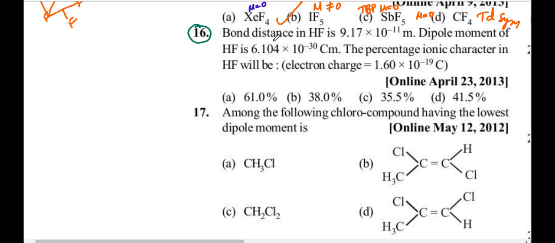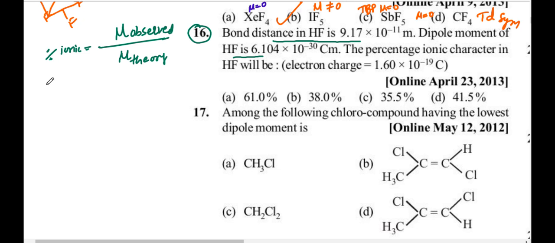Question number 16. Bond distance in HF is given. Dipole moment of HF is given. The percentage ionic character in HF will be? For the percentage of ionic character, the formula is mu practical by mu theoretical. Then what is the mu formula? Mu equal to Q into D. Okay, what is the Q here? The bond distance D is given in meters. Dipole moment of HF.